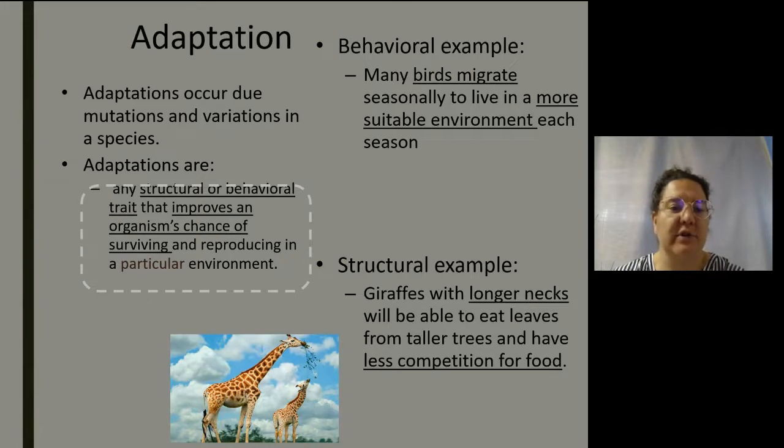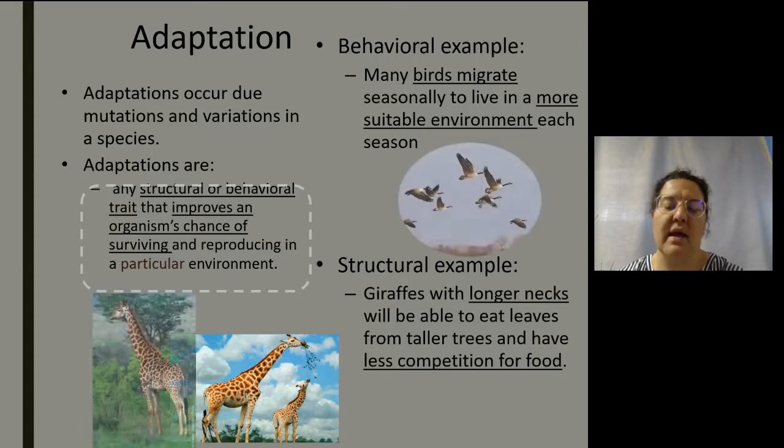Now, adaptations occur due to both mutations and naturally occurring variation in a species. And any structural or behavioral trait that improves the organism's chance of survival is an adaptation. So many birds migrate seasonally to live in a more suitable environment every season, and so this would be a behavioral adaptation. And a structural adaptation is giraffes that have longer necks are going to be able to eat leaves from taller trees and have less competition for food.